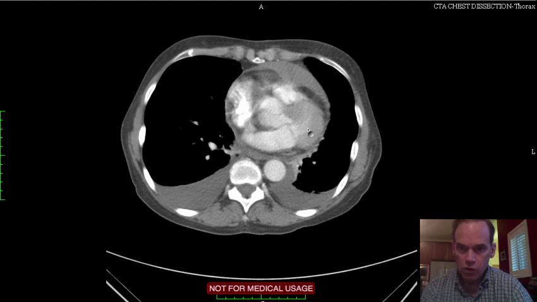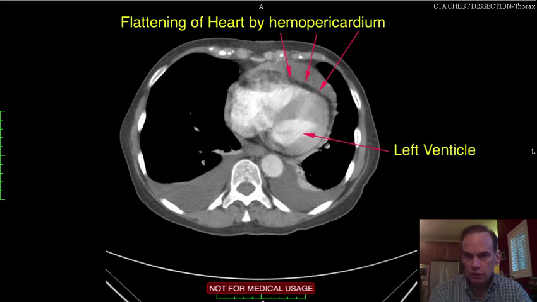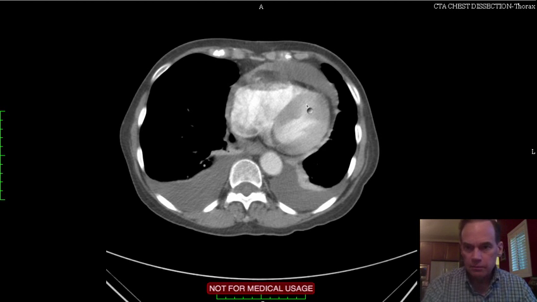You see the thick wall of the left ventricle here now. And here's a very good depiction of the thick left ventricular myocardium. This is a papillary muscle. You can even see the chordae tendineae emanating from the papillary muscles here and here.